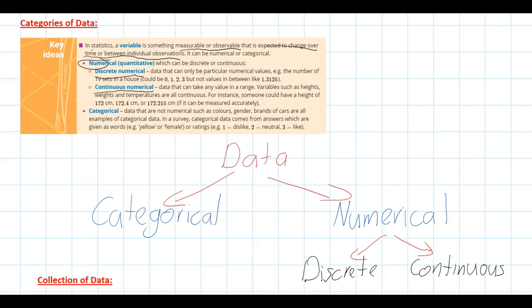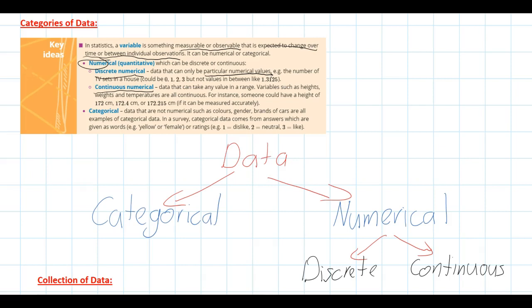So discrete numerical, so that is data that can only be particular numerical values. So example, the number of TV sets in a house. So you can only have 0, 1, 2, 3. You can't have something like 1.3125. So whole numbers, etc., are discrete numerical. That's what those definitions mean.